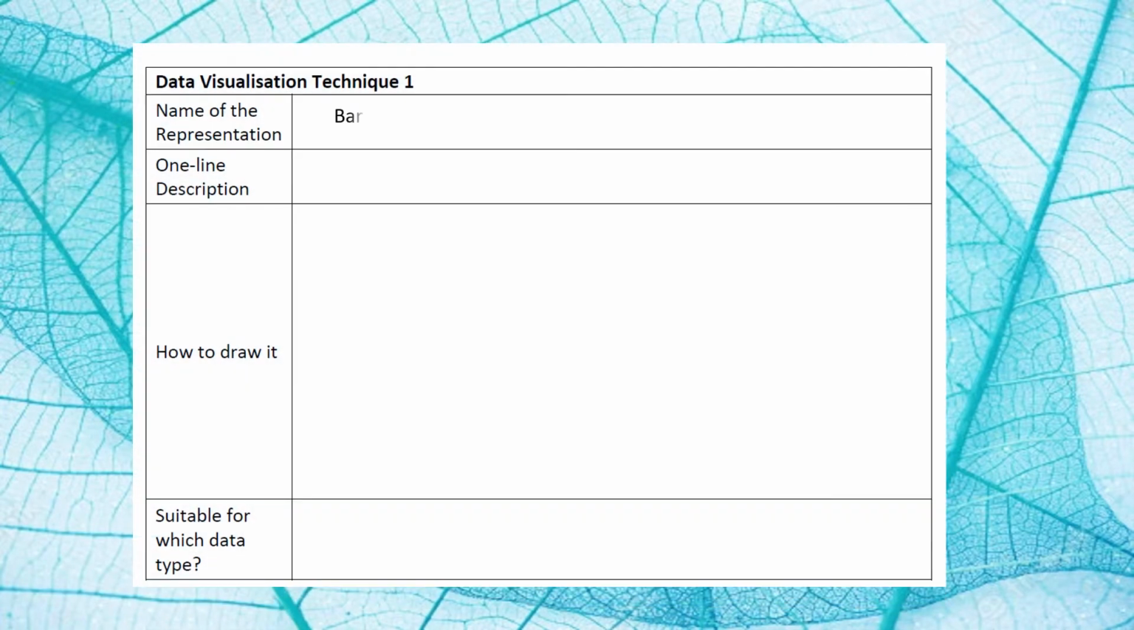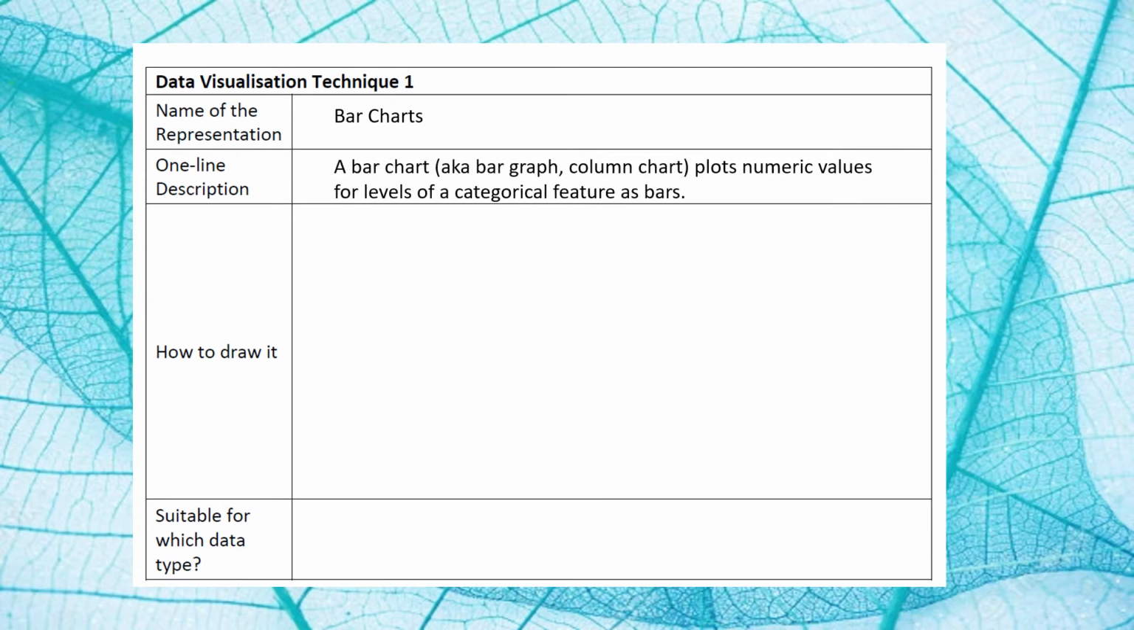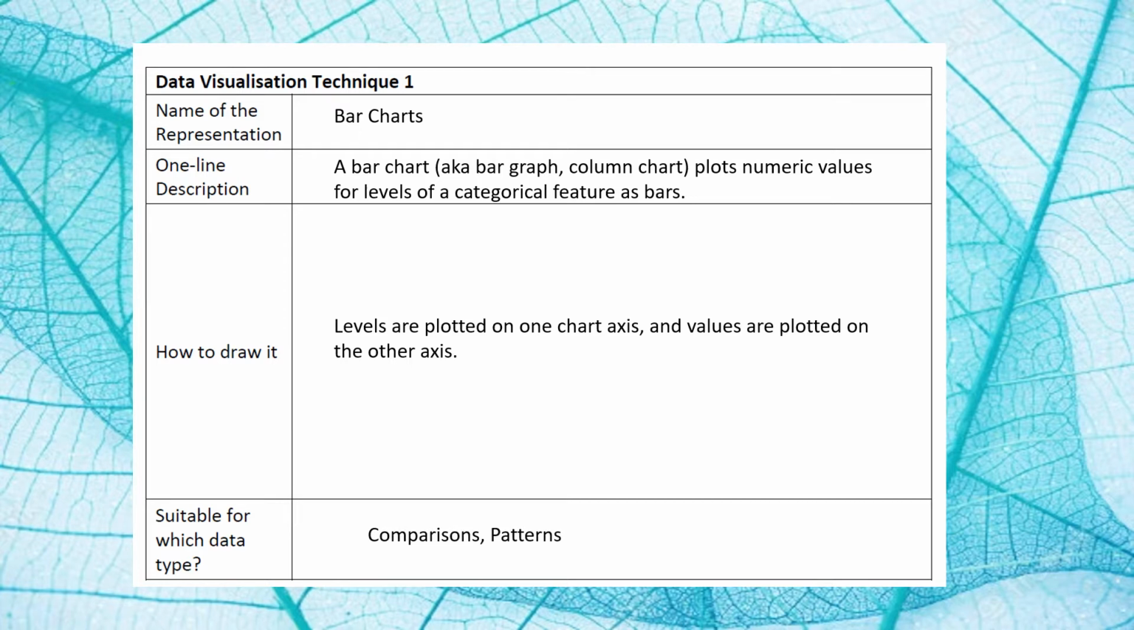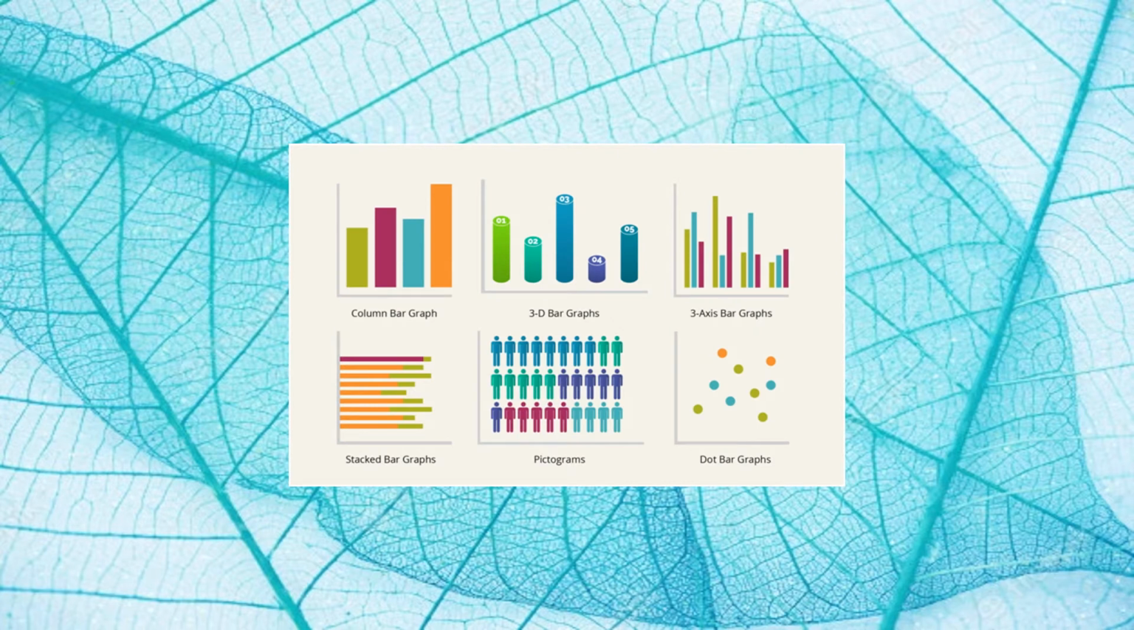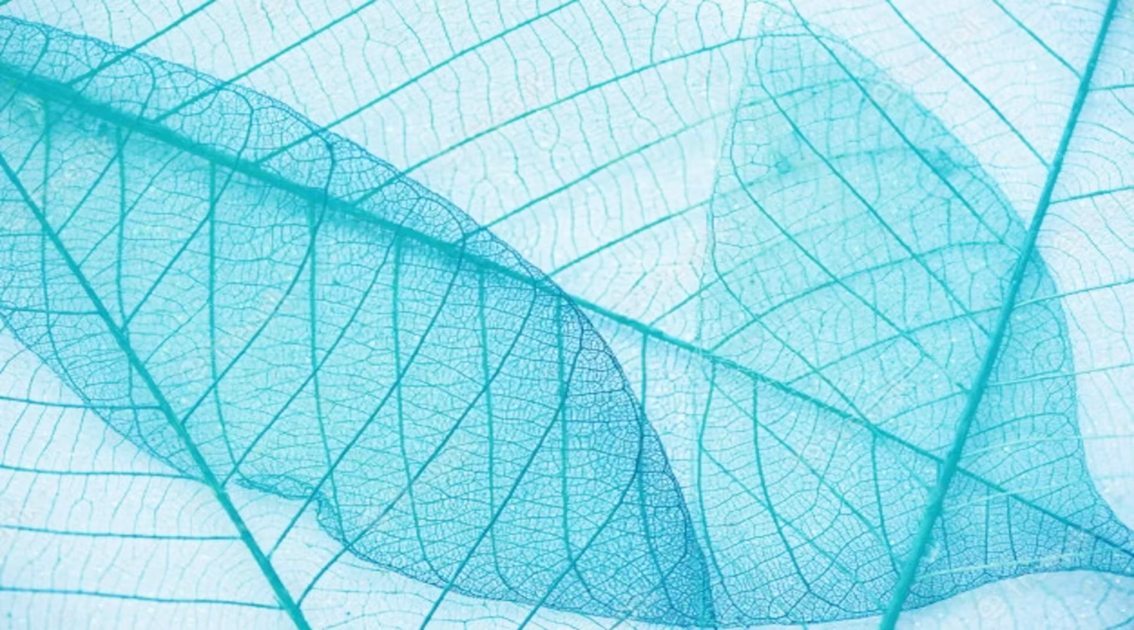Take data visualization technique 1, that is bar chart. A bar chart or bar graph or column chart plots numeric values for levels of a categorical feature as bars. Levels are plotted on one chart axis and values are plotted on another axis, and these are suitable for comparisons and patterns. These are the different examples for the bar graph: column bar graph, 3D bar graph, 3-axis bar graph, stacked bar graph, pictograms, and dot bar graphs.